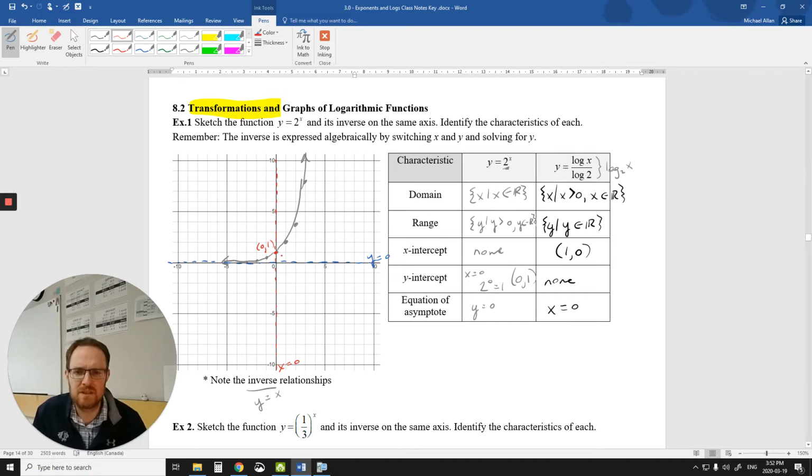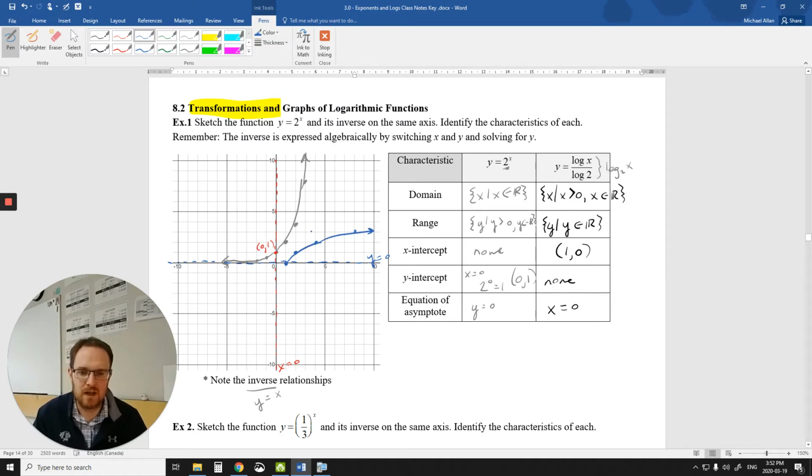And we're going to start switching some points here. So this point was (0, 1), now it's (1, 0). Well, let's use a different color. Let's use blue here. This point is (1, 2), so now that's (2, 1). This point is (2, 4), now it's (4, 2). And this point is (3, 8), now it's going to be (8, 3). So you get this general shape here.